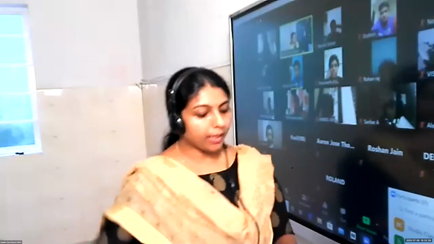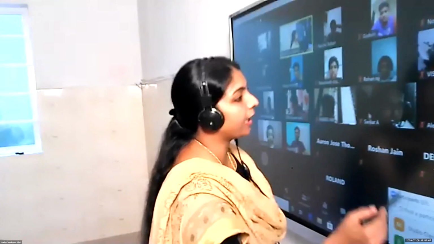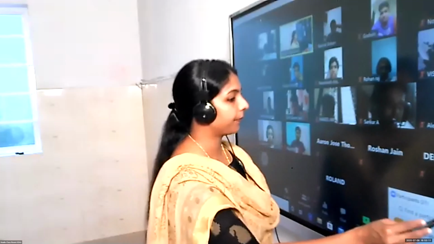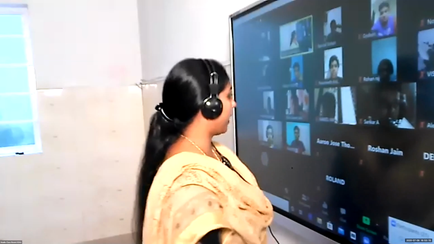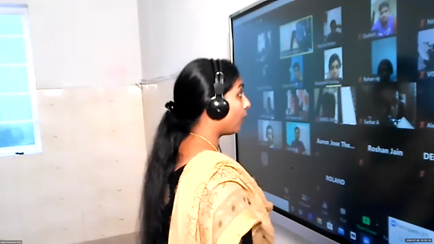Between Himachal and Shivalik, one longitudinal valley is there, right? What is the name of the valley? The longitudinal valley lying between Himachal and Shivalik is called what? Duns. I have not explained this, right? Yes or no?